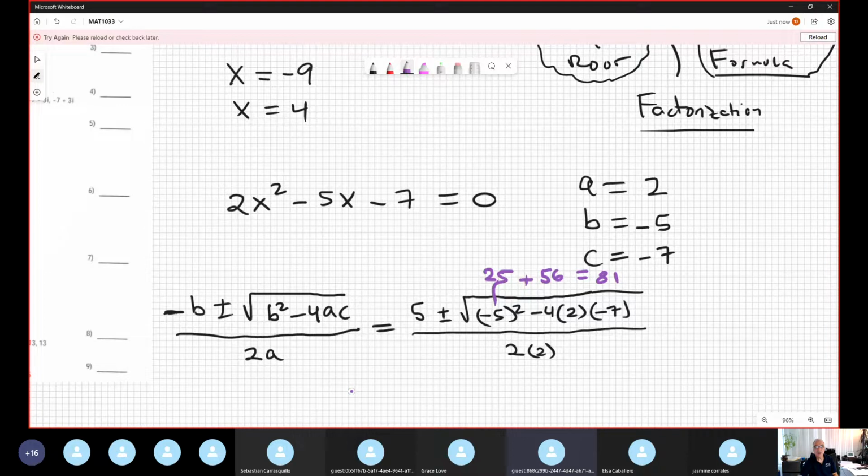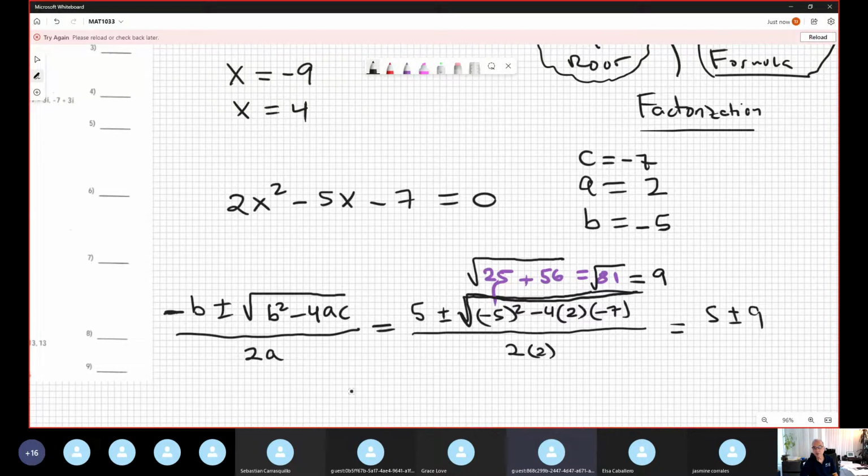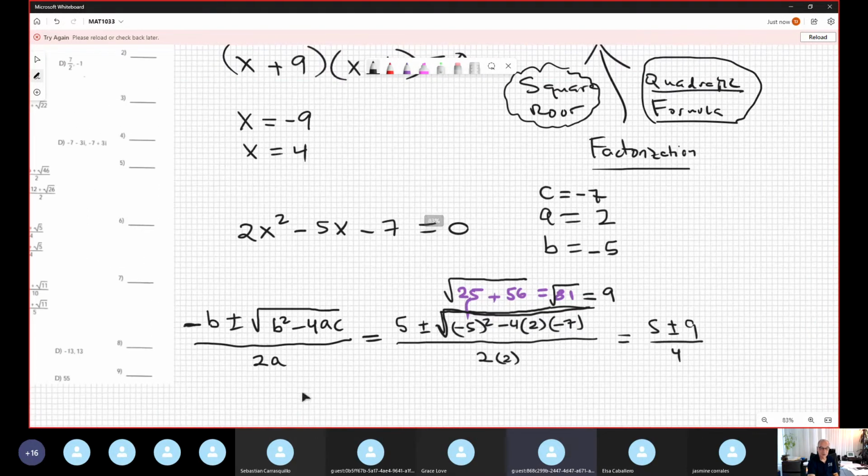Because well, I erased that part at least. C is -7. And now you apply the square root. What is the square root of 81? It's 9. And you copy here 5 plus or minus 9 over 2 times 2, which is 4. So this is it. Almost we finish.